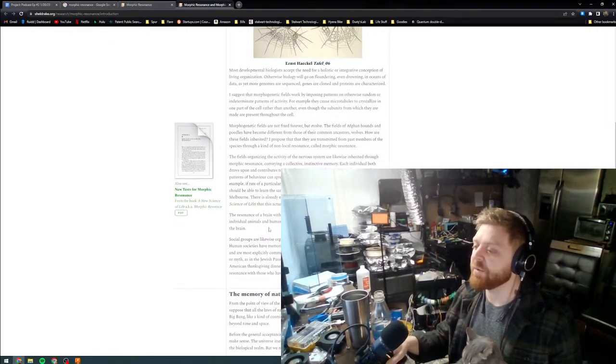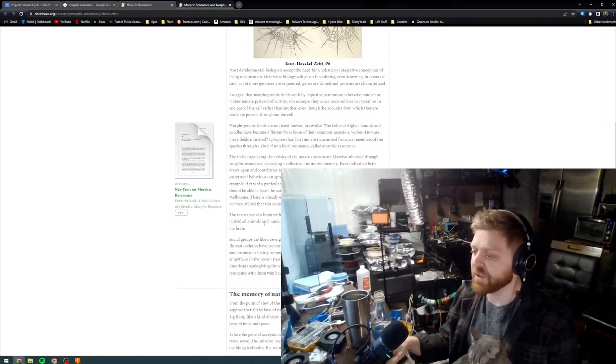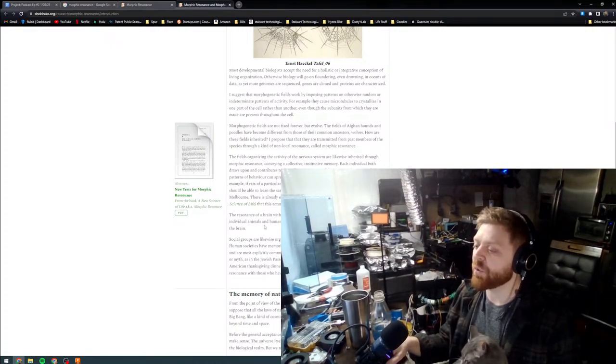The resonance of a brain with its own past states also helps to explain the memories of individual animals and humans. There is no need for all memories to be stored inside the brain.